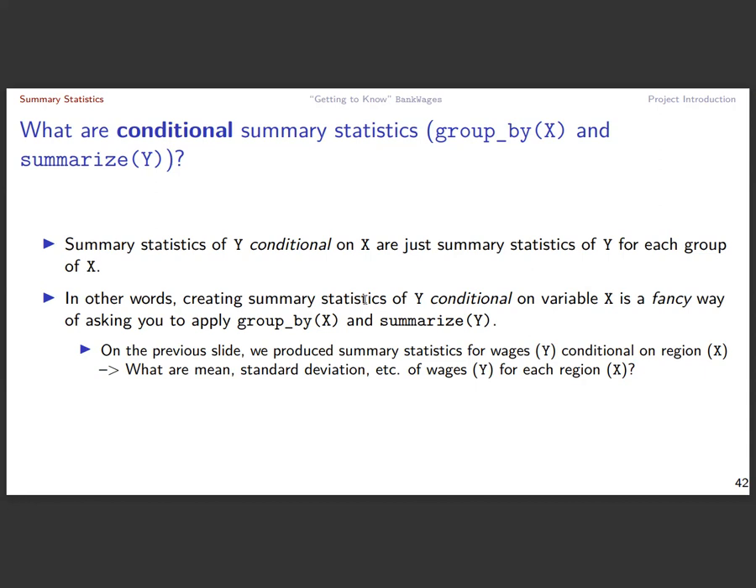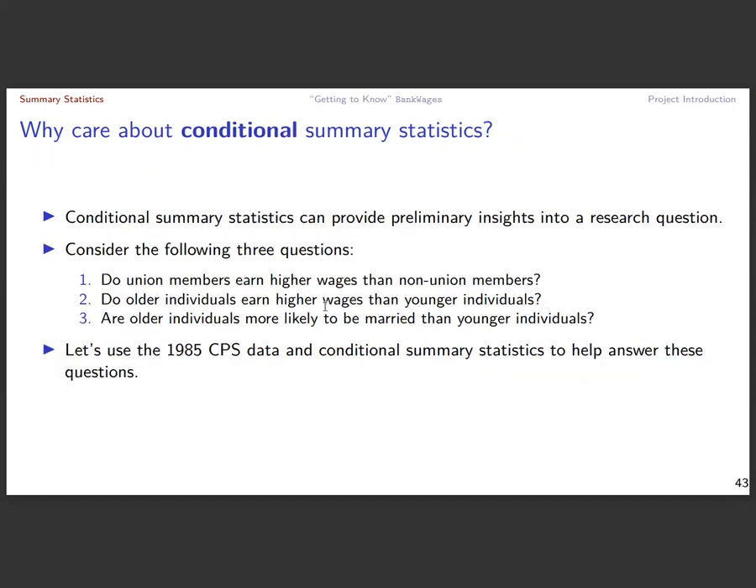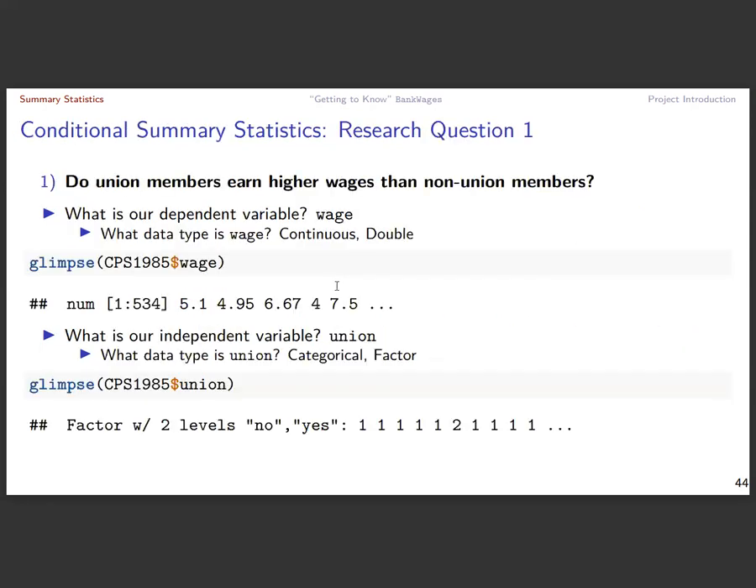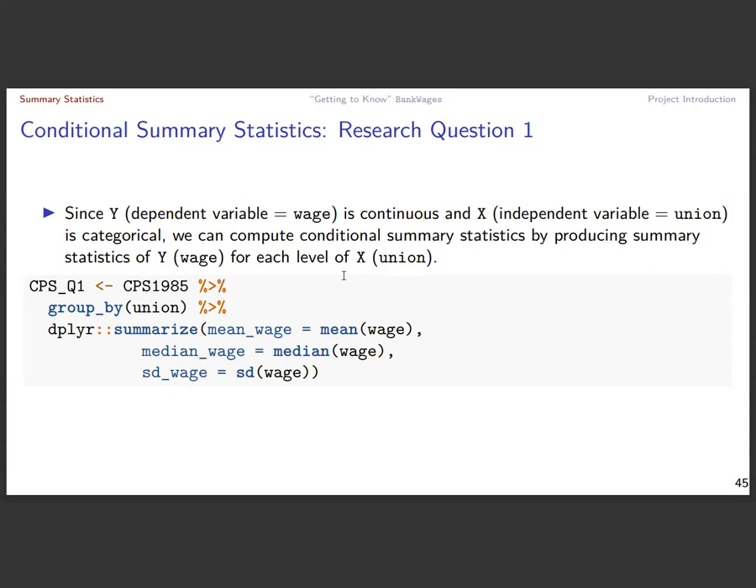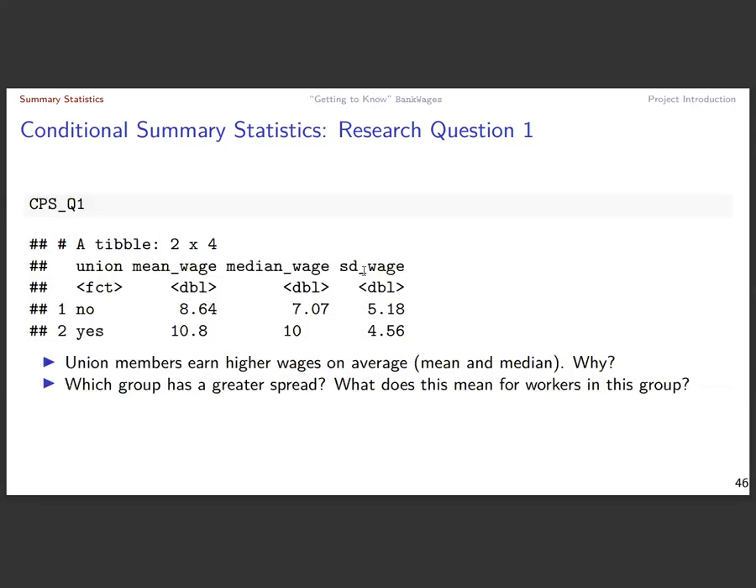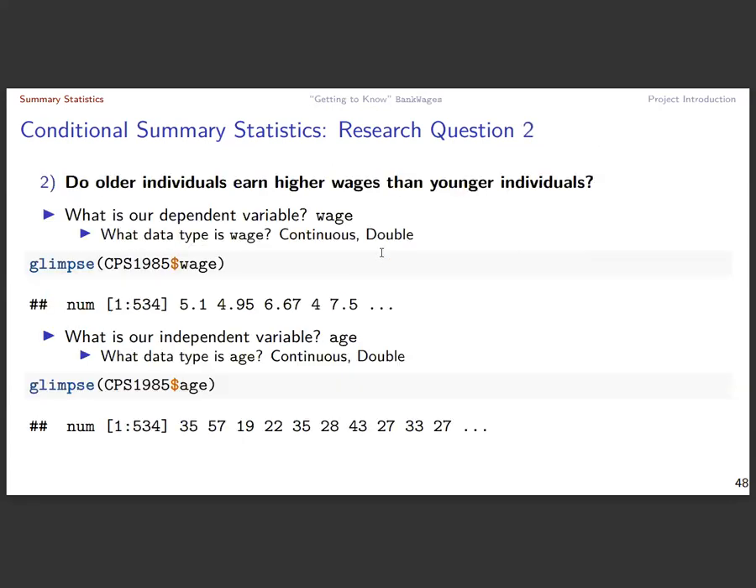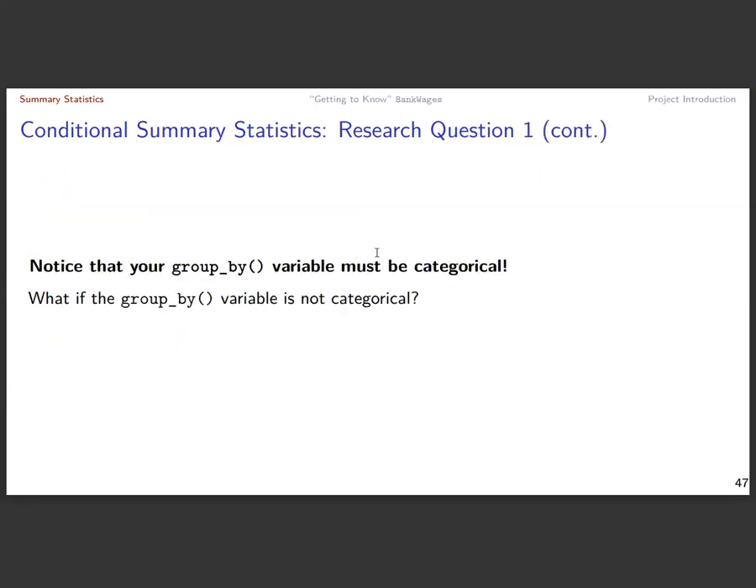The problem that you run into is sometimes you have variables that just aren't categorical. So what about education? What if the group is not categorical? Well, then you've got to create a category.